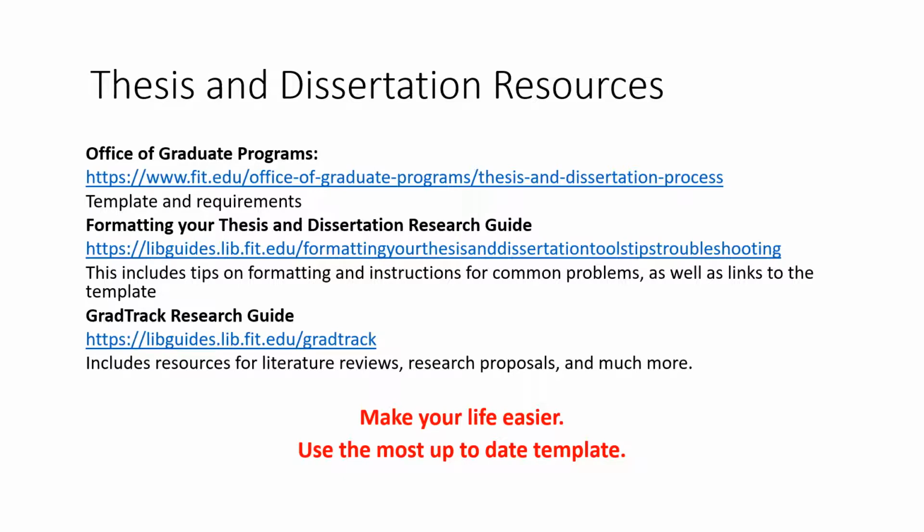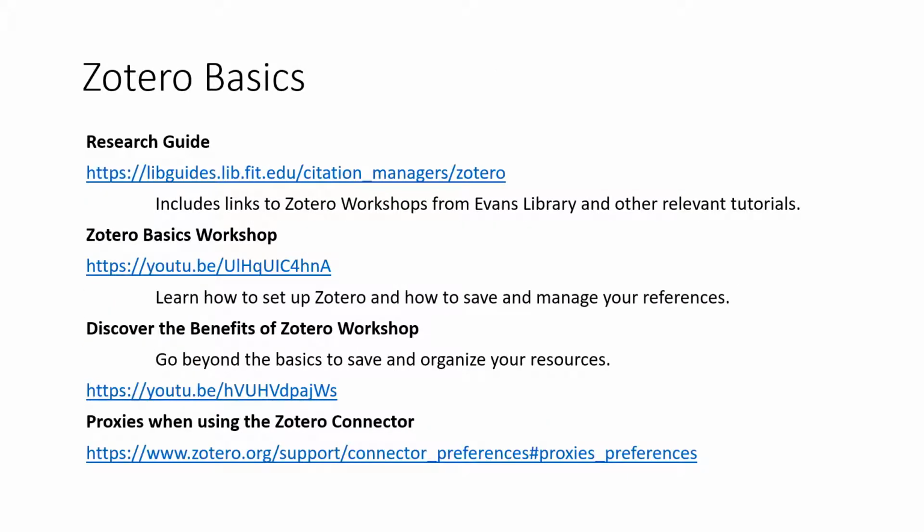Beyond that, if you're doing papers for a specific class, if you're an undergrad, we have a lot of research guides for particular disciplines as well as certain classes. As far as Zotero resources, we have a research guide with the library on citation managers. It talks about others, but I gave the link specifically to Zotero since that's what we're talking about today. It includes links to workshops we've given in the past, as well as other tutorials, some by Zotero, some things we've done with the library.